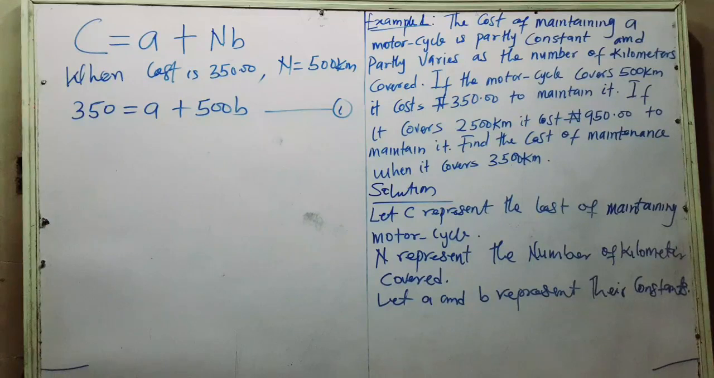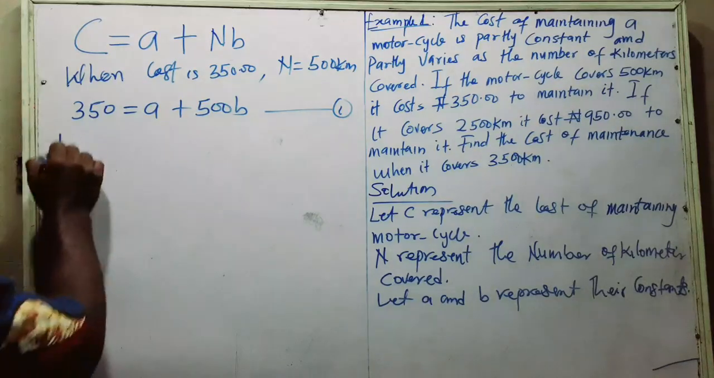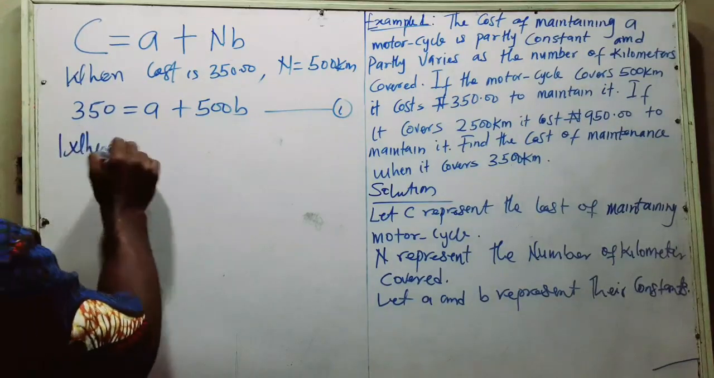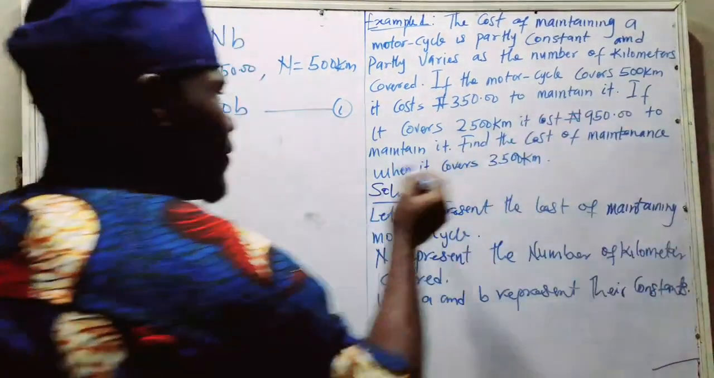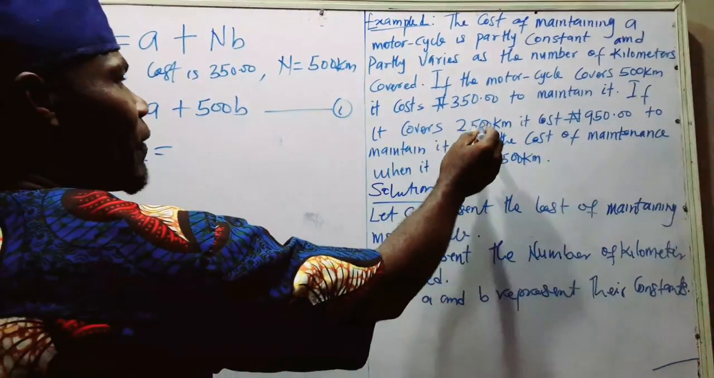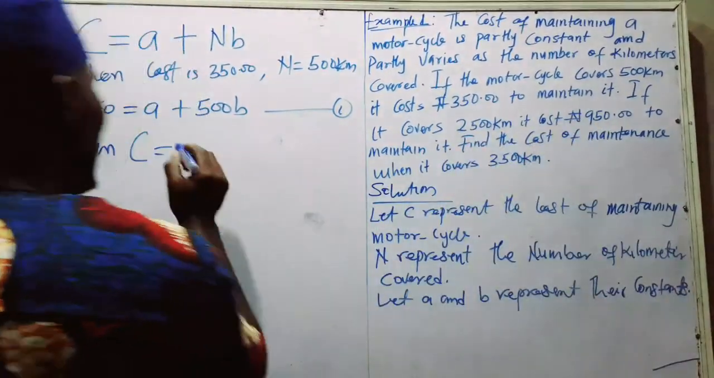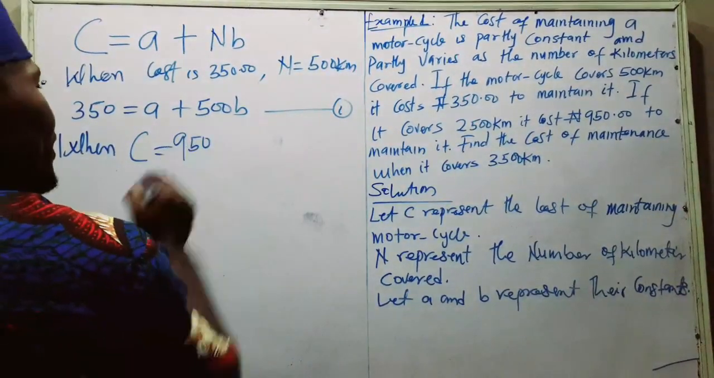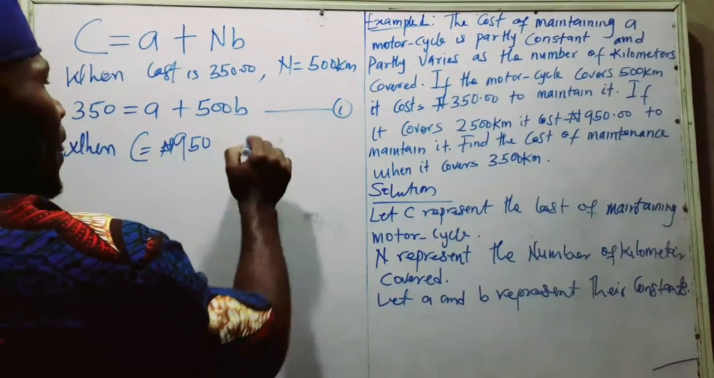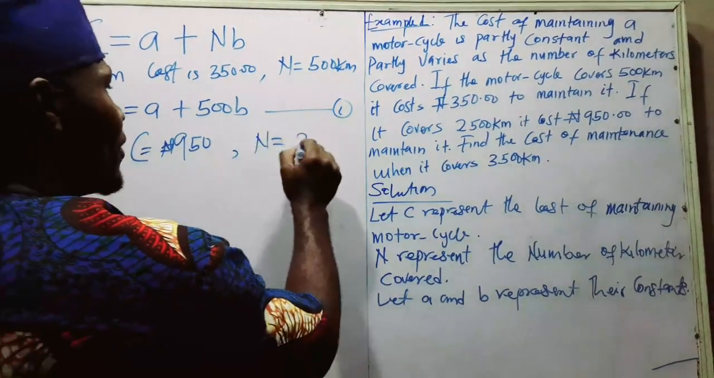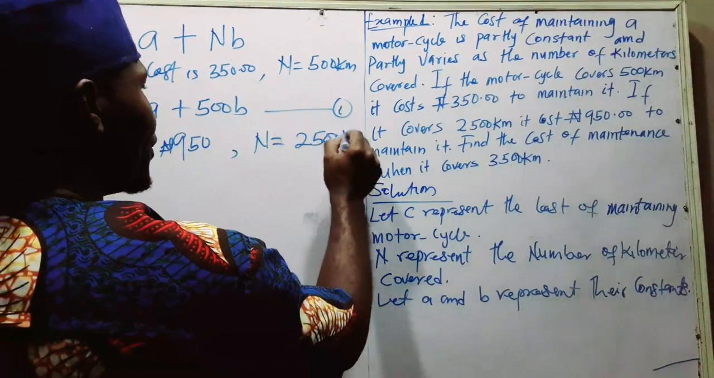When the cost is 950, it said if it covered 2,500 kilometers, it costs 950 naira. That is what it costs, 950 naira, and the number of kilometers covered is 2,500 kilometers.